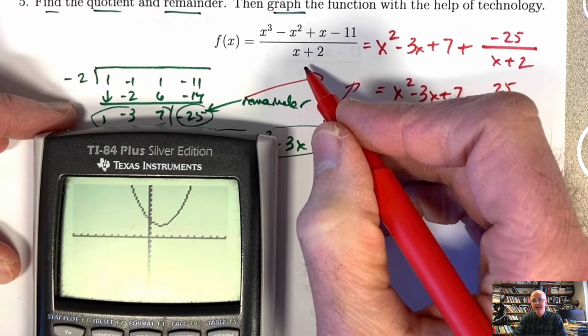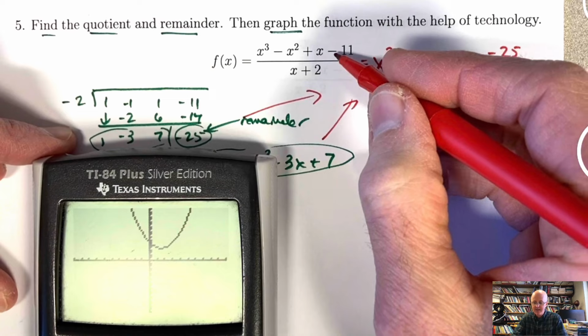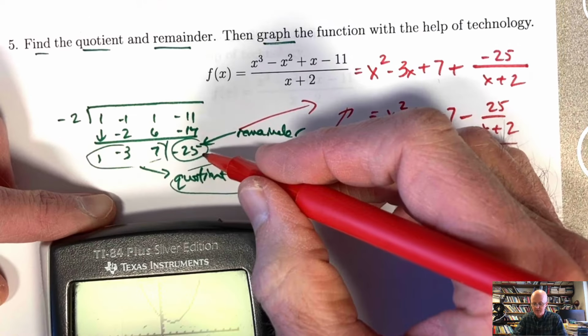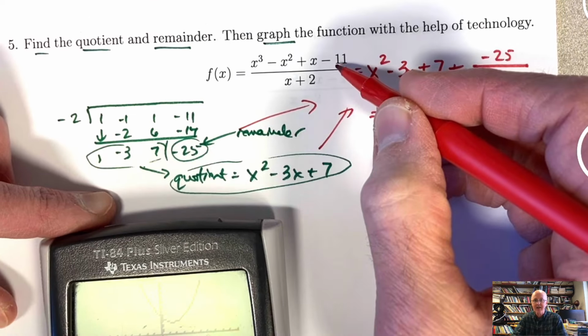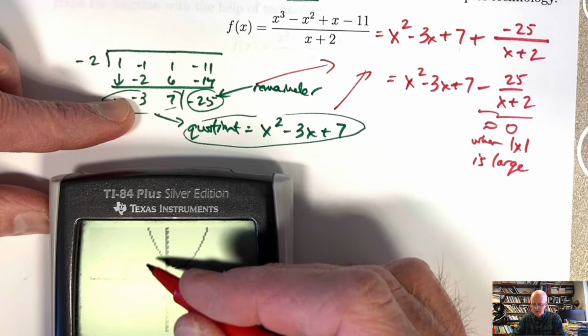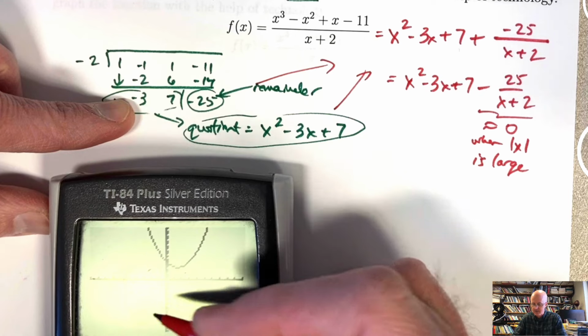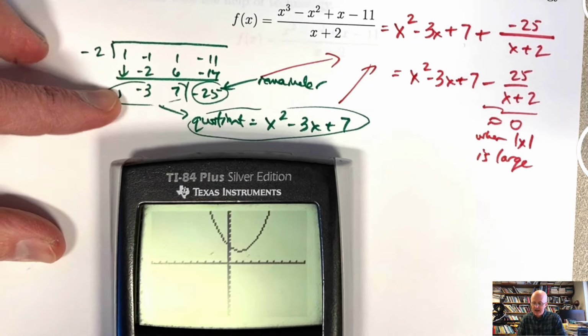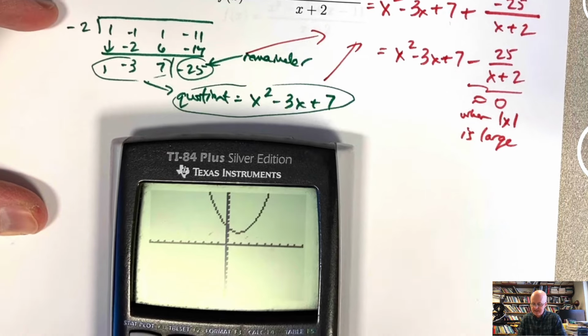It will also have, as long as -2 is not a root of the numerator, which it's not because there's the remainder, a vertical asymptote at -2. So our rational function is going to have a vertical asymptote right at this vertical line over here. Let's go ahead and graph the function to see all these things.